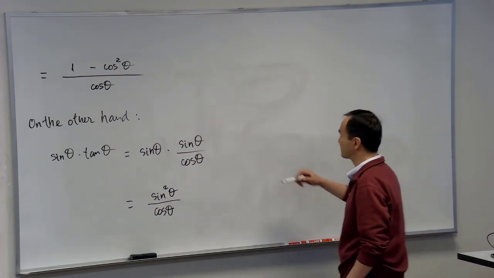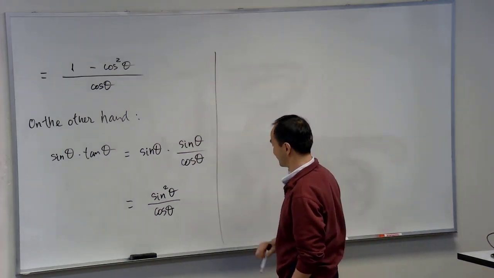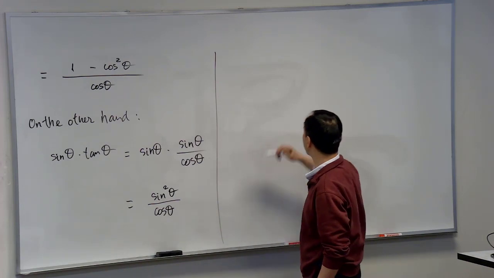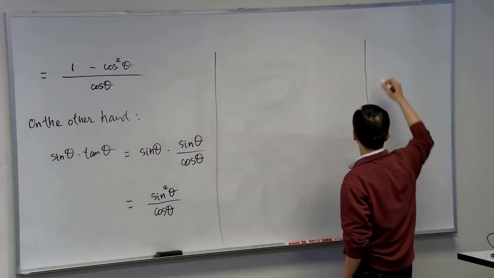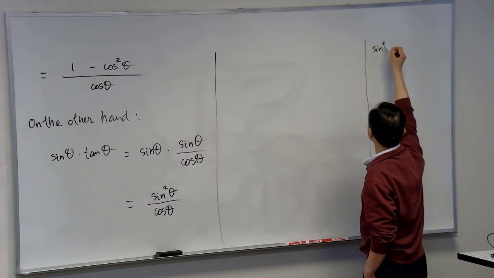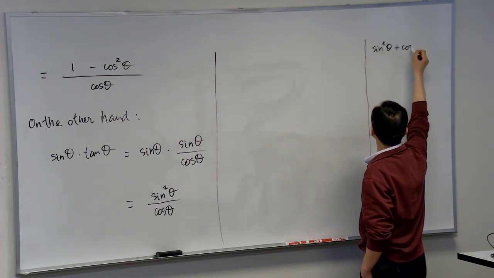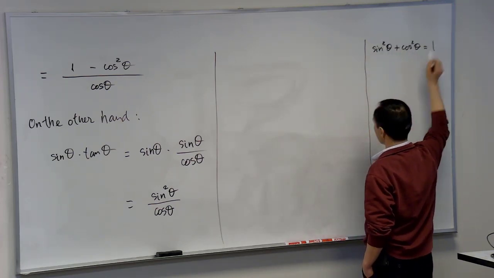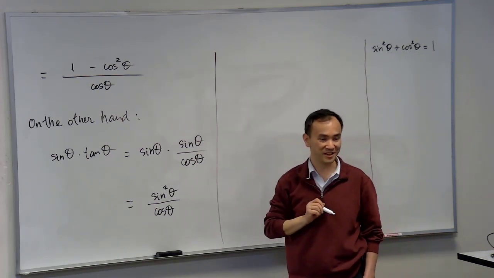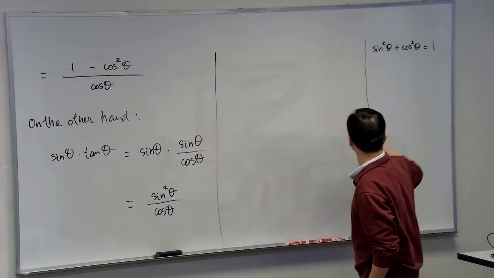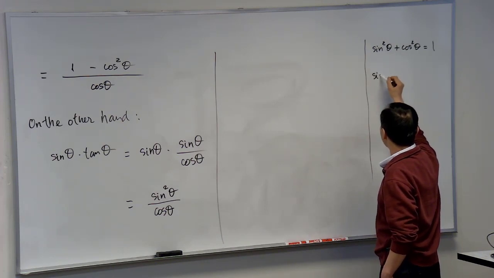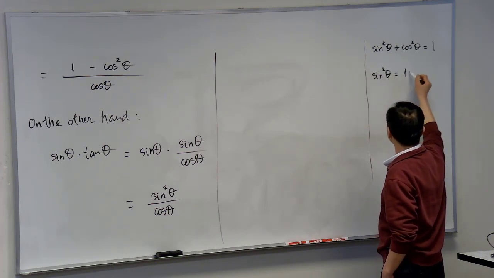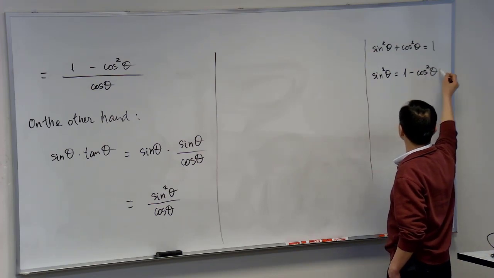And now, let me bring in another reminder for you. We have learned a few known identities. Sine squared theta plus cosine squared theta equals 1. We've learned that one, there's no need to prove it again. From that one we also have sine squared of theta equals 1 minus cosine squared of theta. You guys follow it?